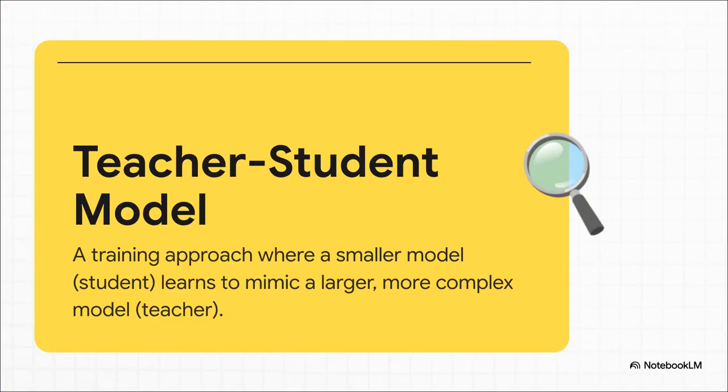So here's the big idea. You don't actually try to shrink the giant teacher AI. Instead, you create a brand new, much smaller, more agile model, the student. And this student has one job, and one job only: learn to perfectly mimic the teacher.